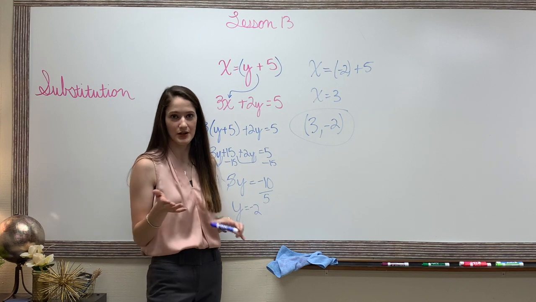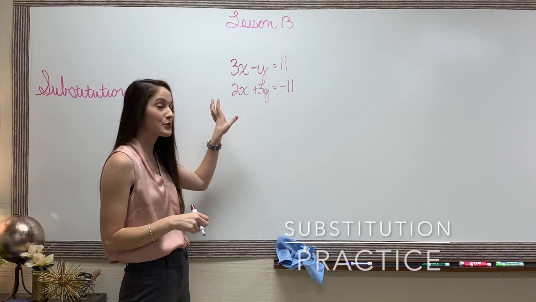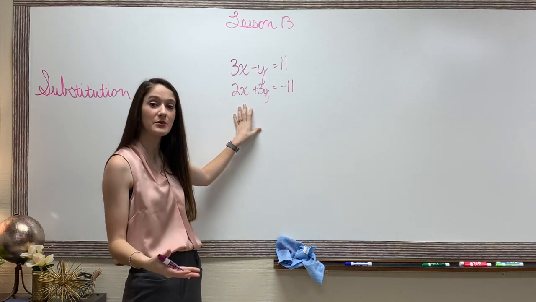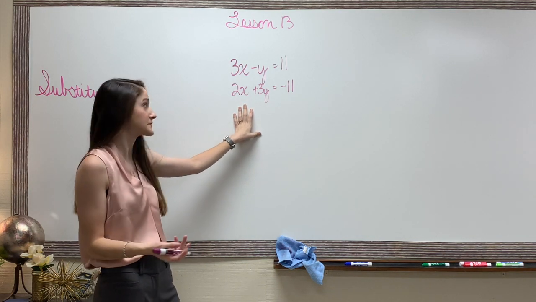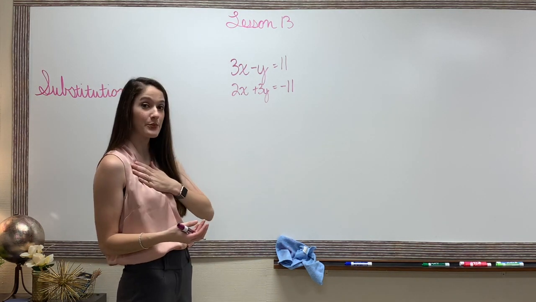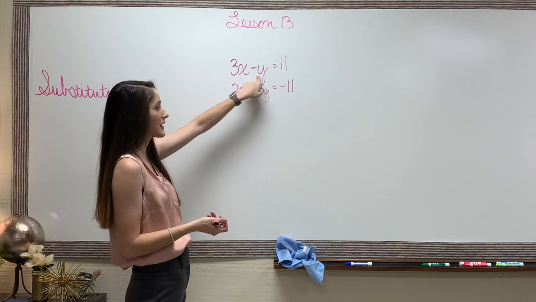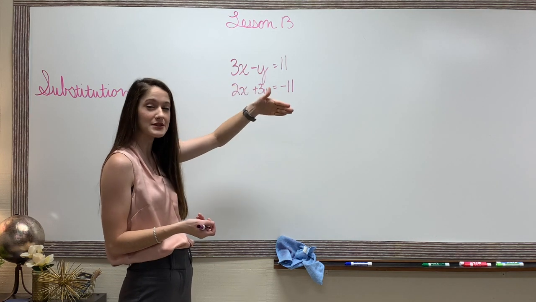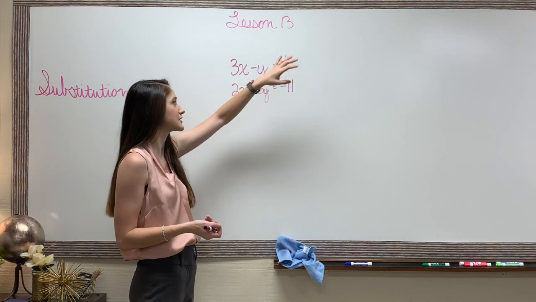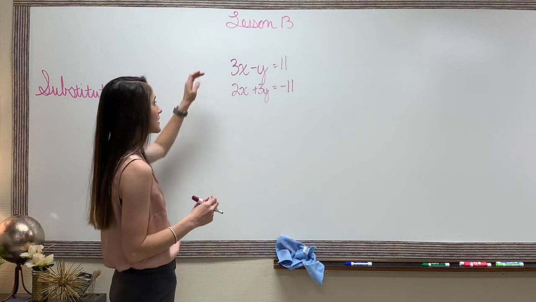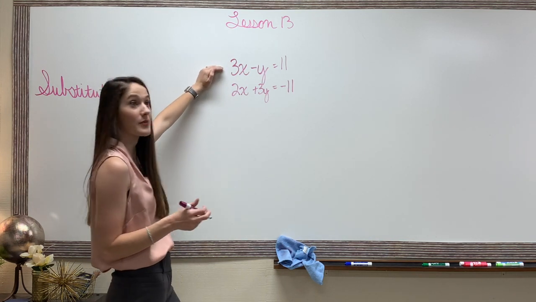So let's do some more practice. In our next example, they don't have a variable isolated for us, so we're going to have to do a little bit more work before we can start substituting. And just my preference, I'm going to work with this first equation to get y by itself. Since there's no number attached to it, it's going to be a little bit easier because I won't have to divide an entire equation by something. So let's work with this and let's get y by itself.